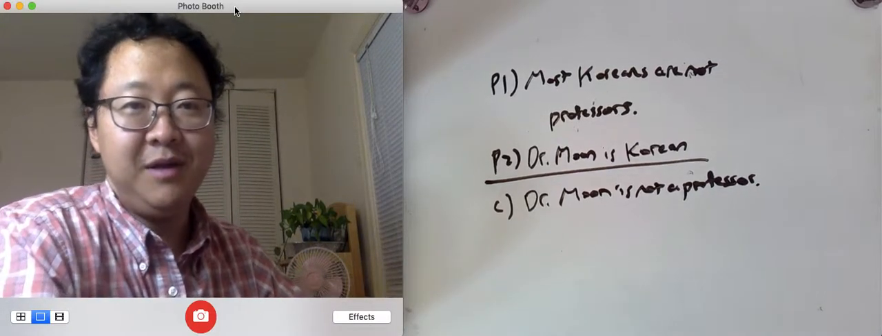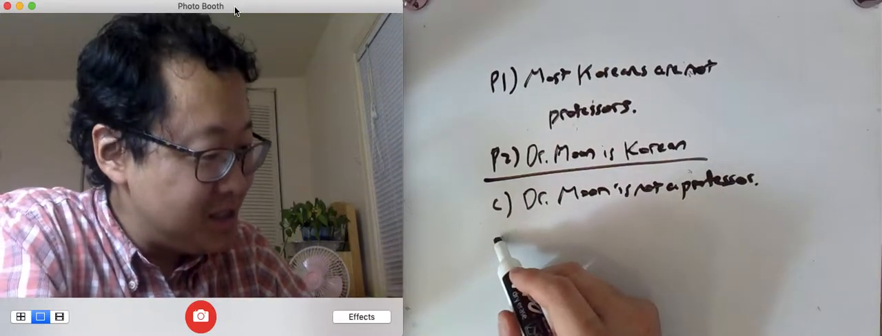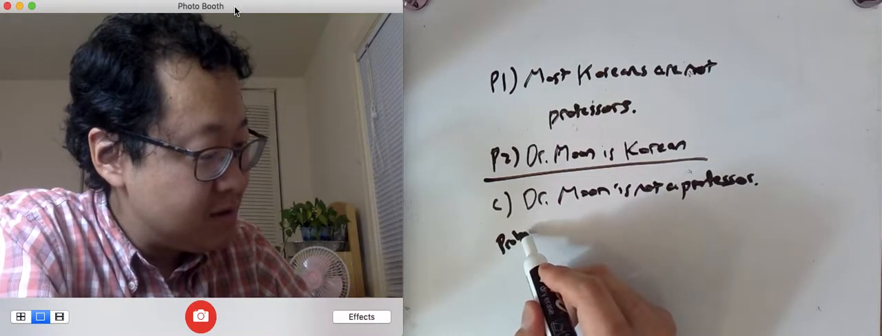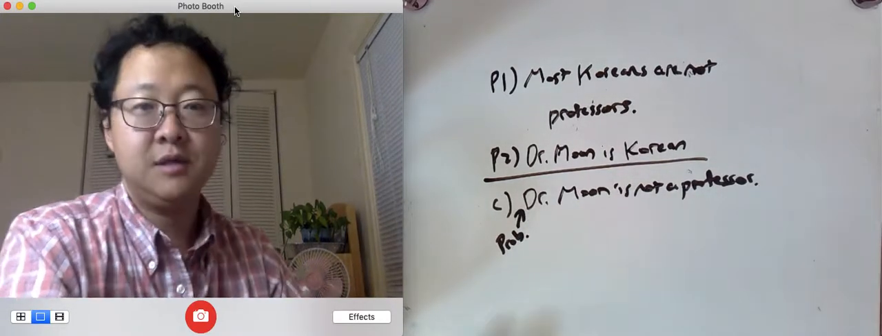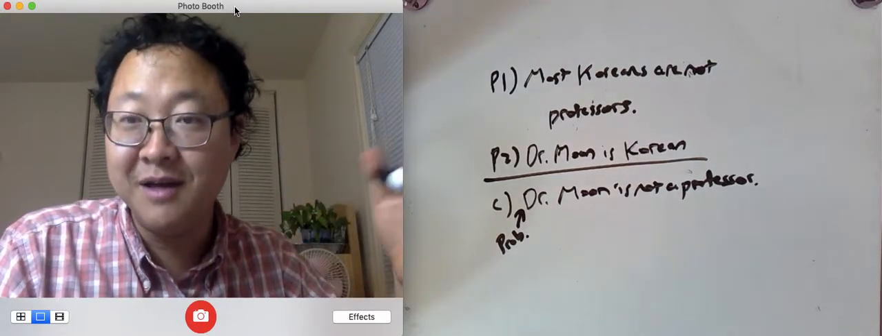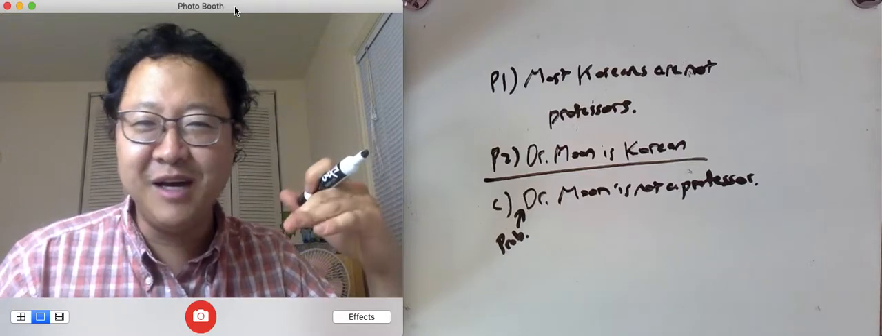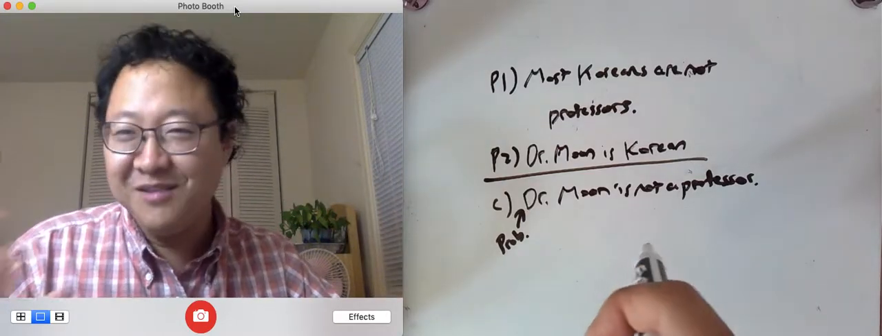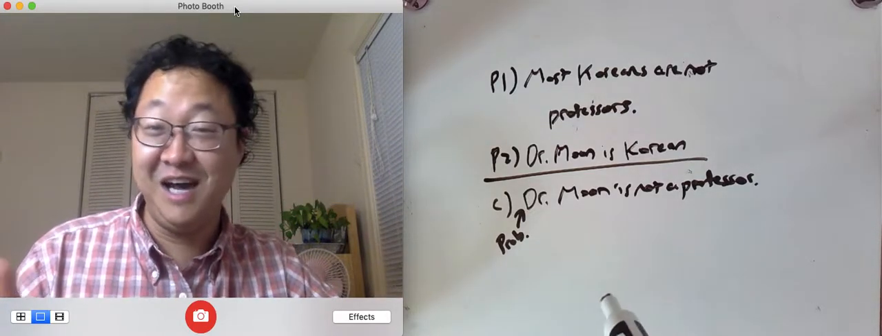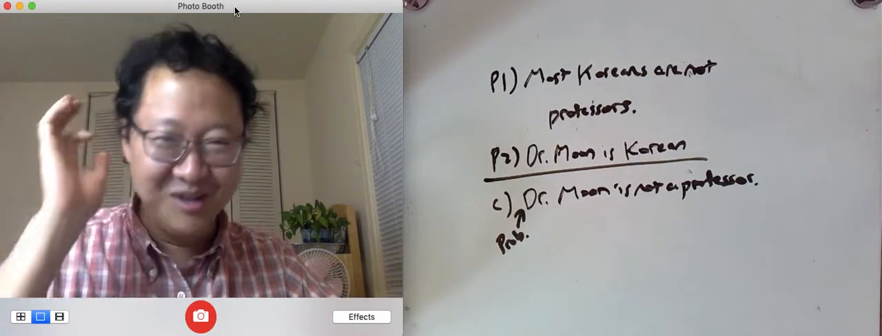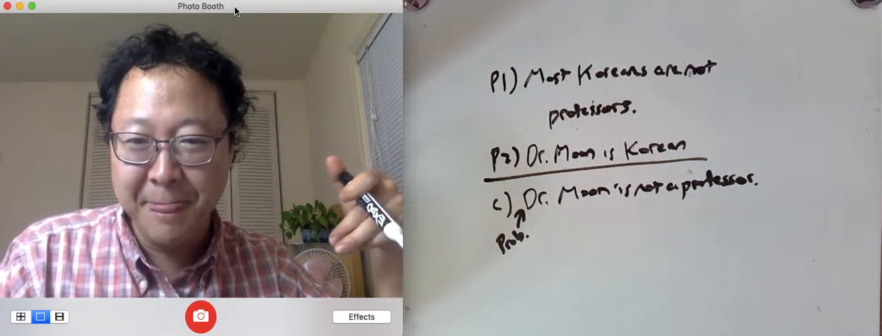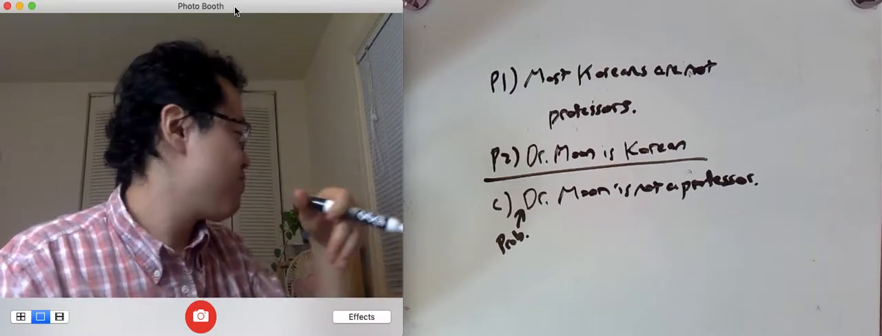Well, now we know this isn't valid, but can we at least say it's forceful? So we can conclude, okay, probably I'm not a professor. But that's a little bit weird. I mean, all of you know that I'm a professor because I'm your professor. So hopefully you know that by now. So what's going on here?